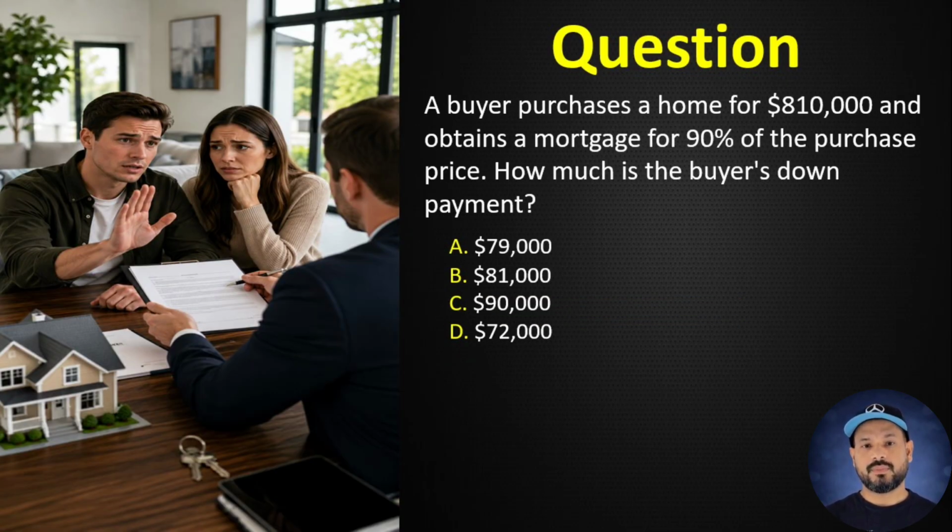Question number 2. A buyer purchases a home for $810,000 and obtains a mortgage for 90% of the purchase price. How much is the buyer's down payment? A. $79,000, B. $81,000, C. $90,000, D. $72,000. Correct answer, B. $81,000. A 10% down payment on $810,000 equals $81,000.